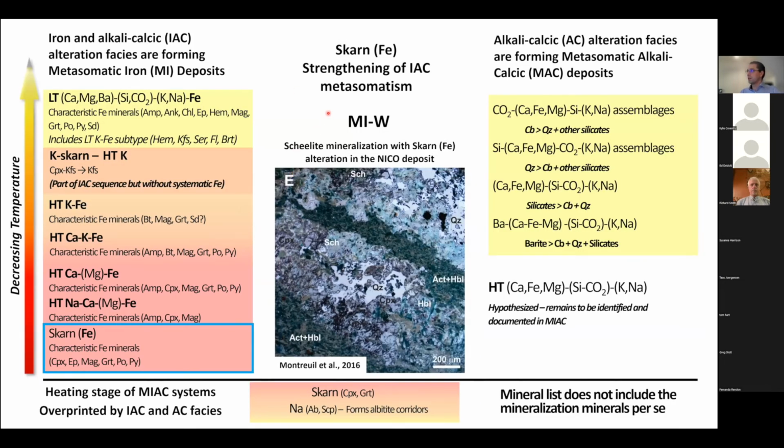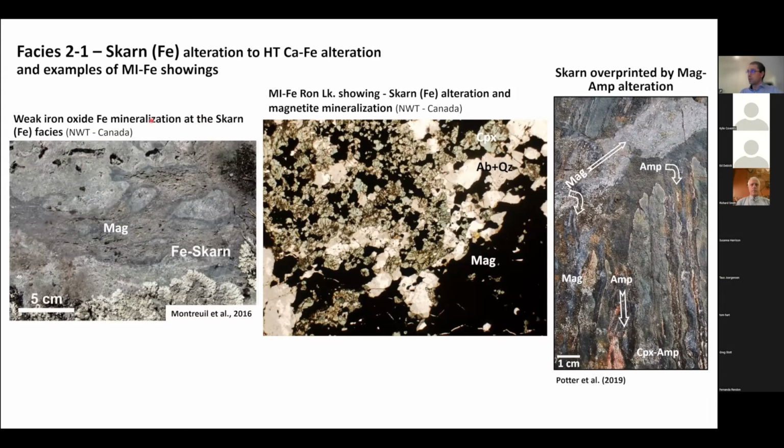As the system is strengthening, we start to see the first sign of iron and alkali calcic metasomatic activity. And then we move to the iron skarn type of mineral assemblages, and also the first stage of mineralization that can occur in these metasomatic systems. In this case, forming tungsten mineralization, and also it can form iron mineralization. So that will be one of the first steps.